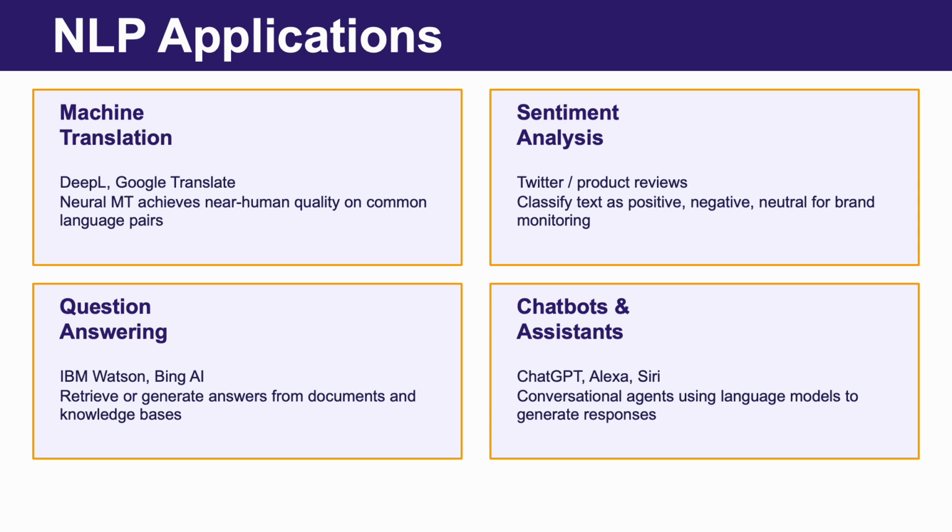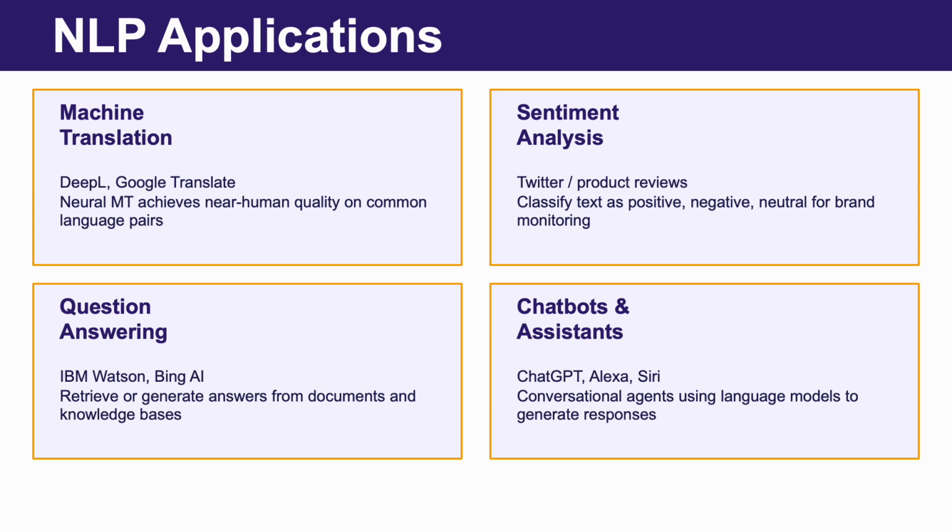A customer service platform for an e-commerce company uses all 4 applications. It translates messages from international customers, analyzes the sentiment of each message to prioritize angry customers, answers common questions automatically, and routes complex cases to a human agent after summarizing the conversation. NLP makes all of this possible at scale.